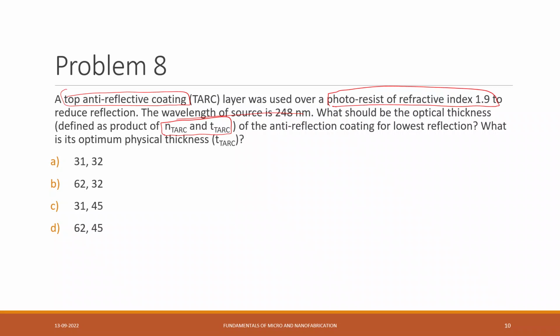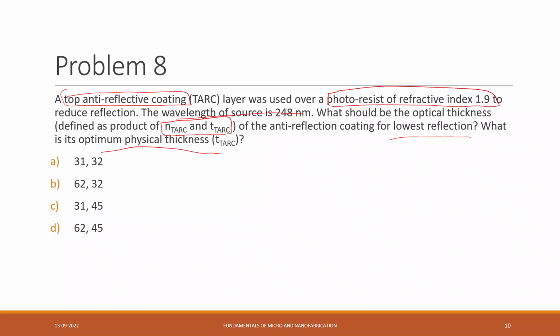Yeah, essentially yes, you can tell, because that's the slope would be something that is. And you end up discussing how that slope would behave, and that's how you will get it. Okay, so coming back to this, this is the product of the refractive index of the top anti-reflective coating and the thickness, so it should be the optical thickness for lowest reflection, and what is the physical thickness of the top anti-reflective coating.